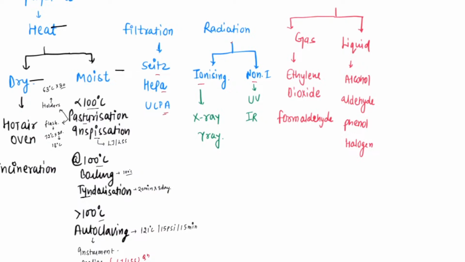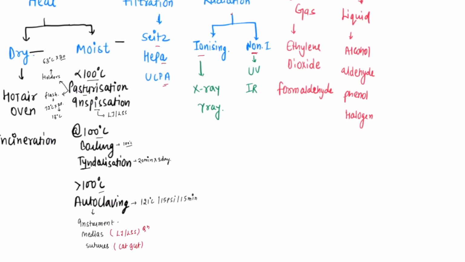For radiation we are having two things. We are having ionizing radiation, we are having non-ionizing radiation. Ionizing radiation we are using it for catgut sutures.